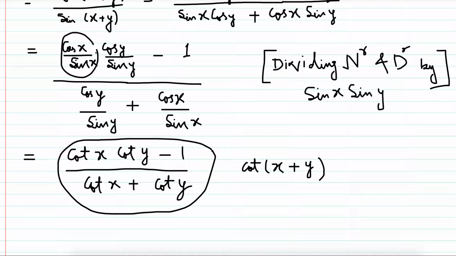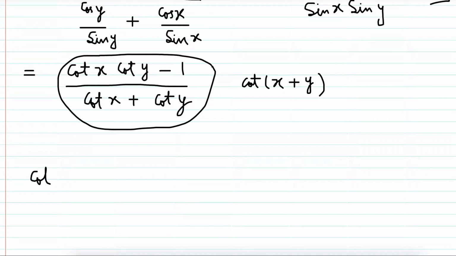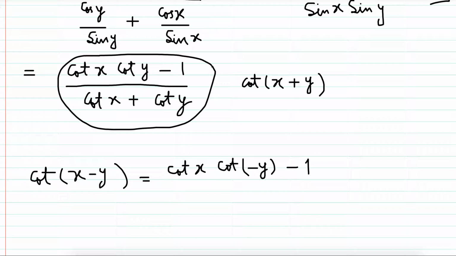Now to find the cot x minus y, we simply need to replace y with minus y. So cot x minus y is equal to cot x cot minus y minus 1 divided by cot x plus cot minus y.